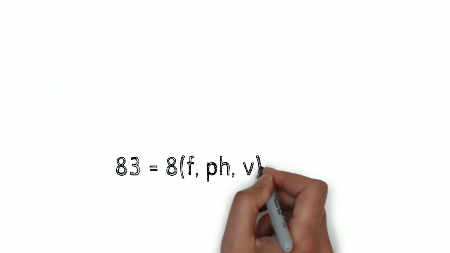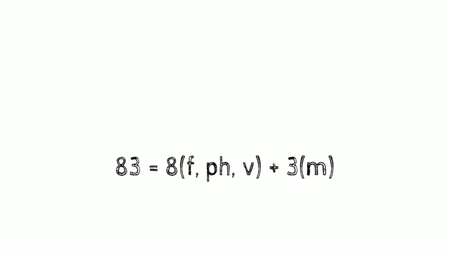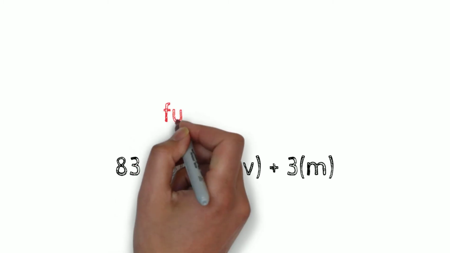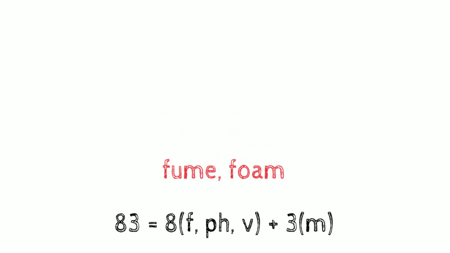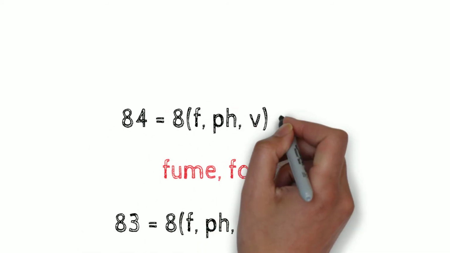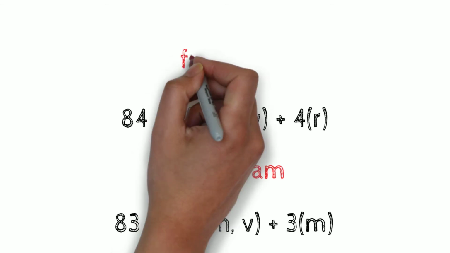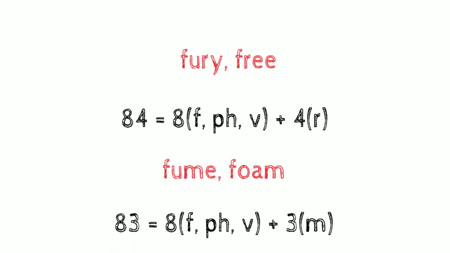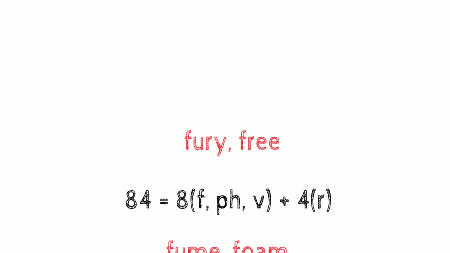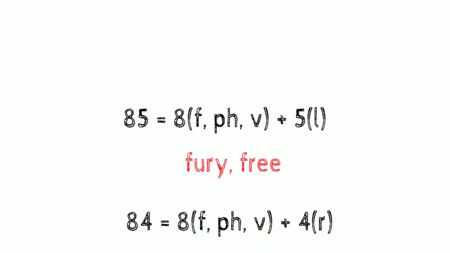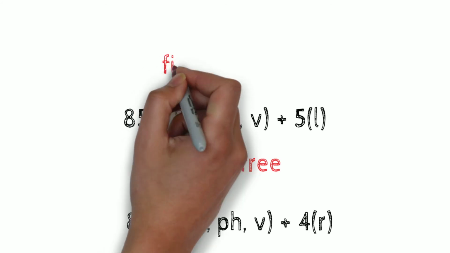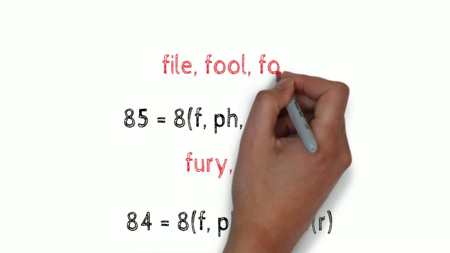With 83, when the consonants for 8 and M are put together, you form words like fume or foam, for example. For 84, words like fury or free can be used because R stands for 4. For number 85, L represents number 5. What words can you think of? What about file, full, or foil, for example?